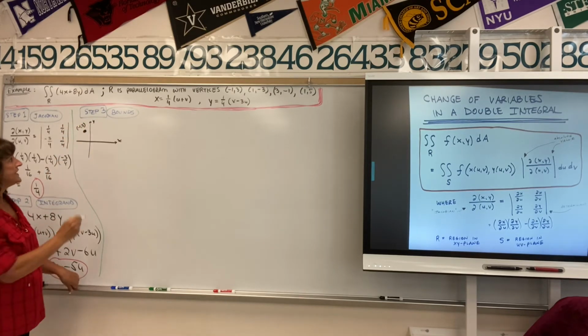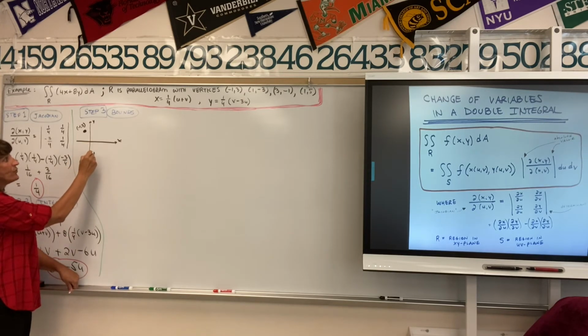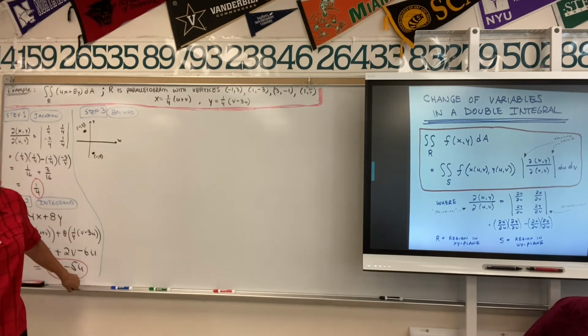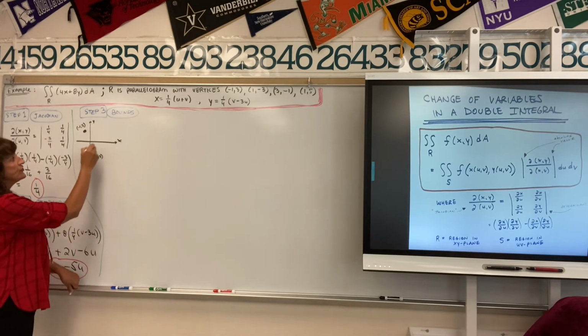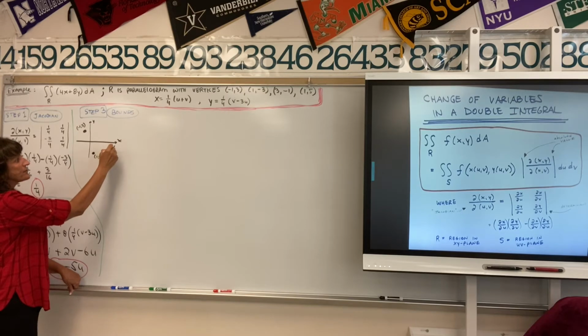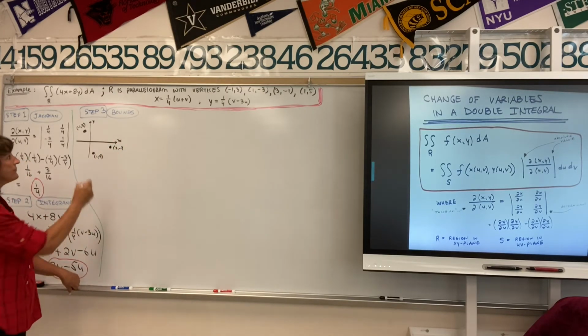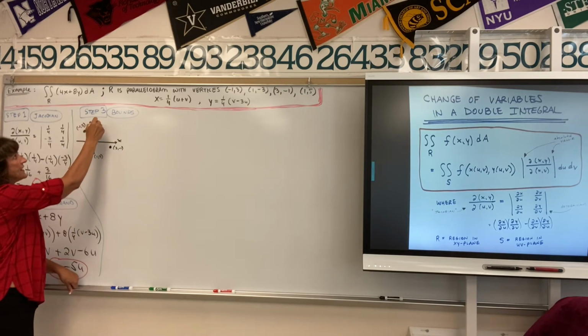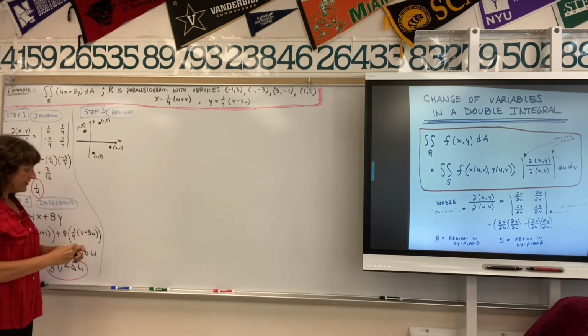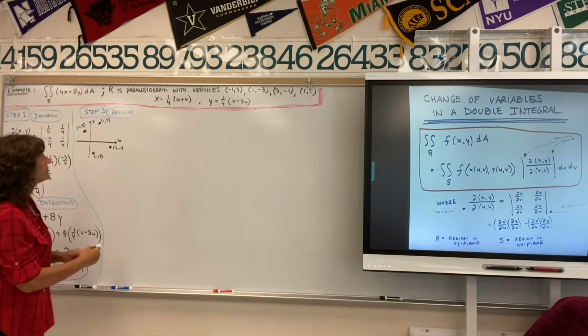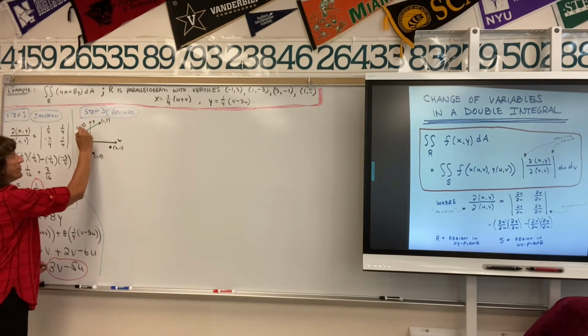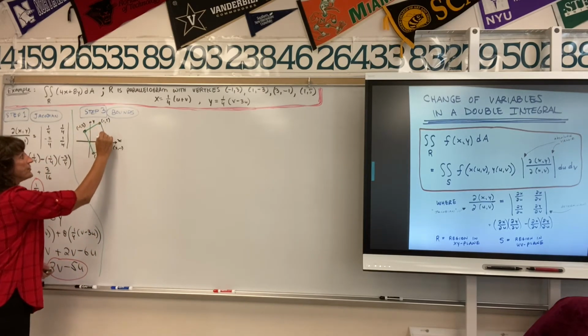Next vertex is 1, -3, so to the right 1, down 3. This is the next one, okay? Then 3, -1, so to the right 3 and down 1 approximately. So I'm just approximating these. 3, -1, and then to the right 1 and up 5, okay? So this is what the bounds are right now. This is at 1, 5. All right. So this is what our base looks like right now. It's a parallelogram, so you can see both pairs of opposite sides are parallel.